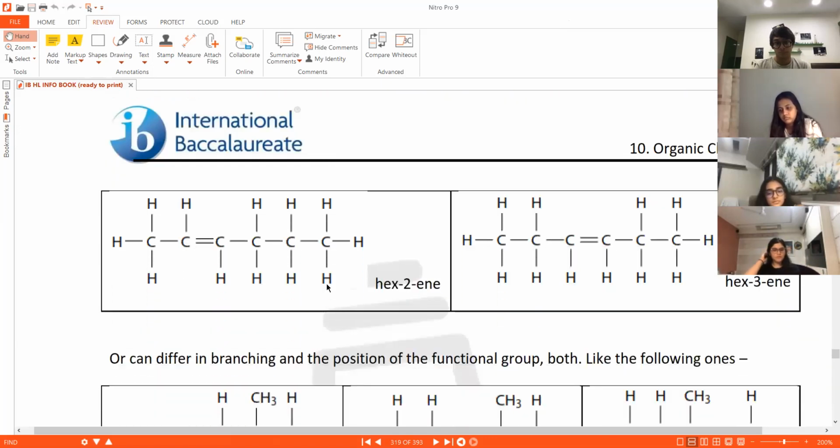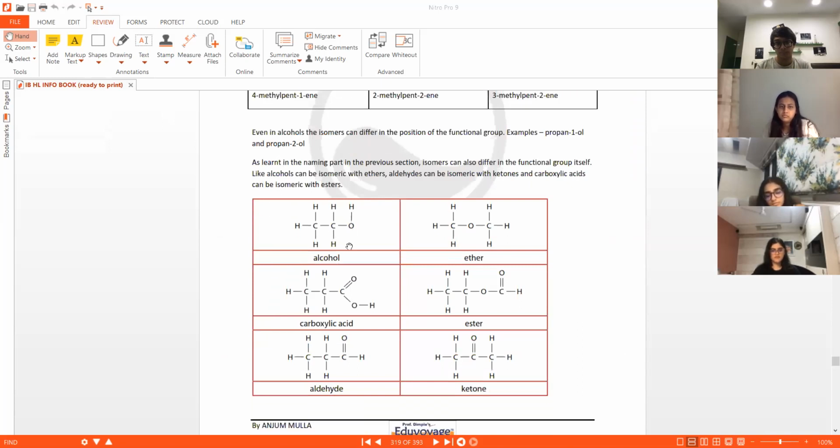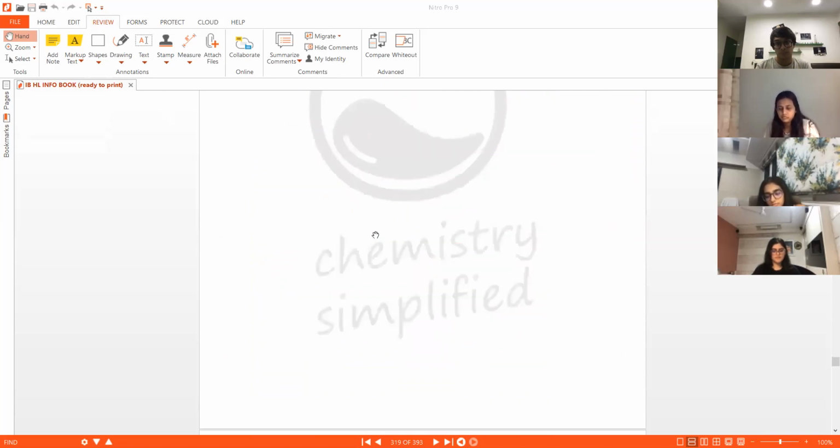For alkenes, again the same thing. For alkenes and alkynes, you can have the position different. Like this is hex-2-ene. The double bond is at carbon number 2. I can also shift this double bond over here. Then this will become hex-1-ene. If the double bond is shifted here, it will become hex-3-ene.